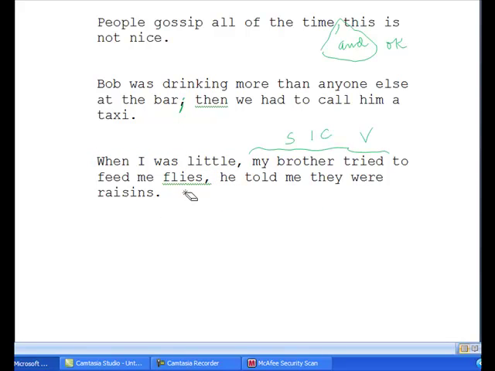Very easy to fix. All we have to do is this. Period. Capitalize that. And we're gold. Or we could do this. Semicolon. Okay? All right.